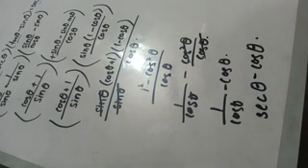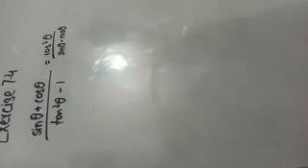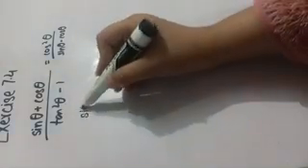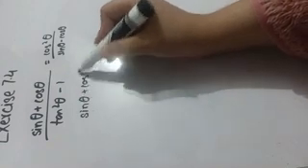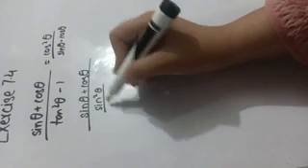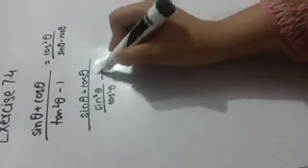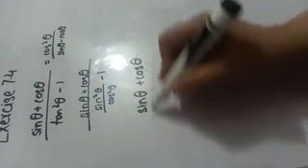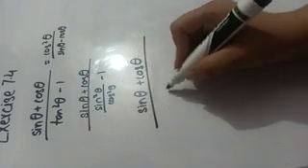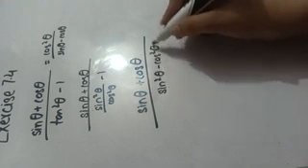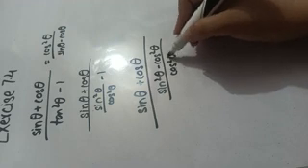Now moving on to question number 11. So this is question number 11. Now put the value of tan theta here. So it will be sine theta plus cos theta over, our tan theta is equal to sine square theta over cos square theta minus 1. So taking the LCM of it here, sine theta plus cos theta divided by, taking the LCM, it will be sine square theta minus cos square theta over cos square theta.